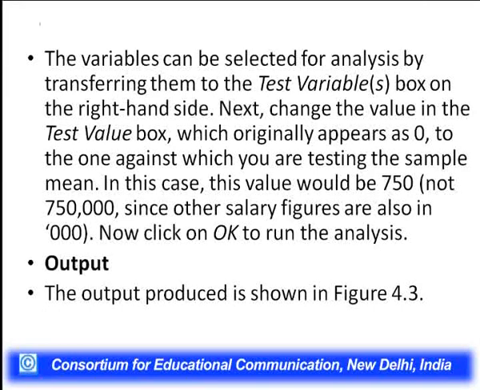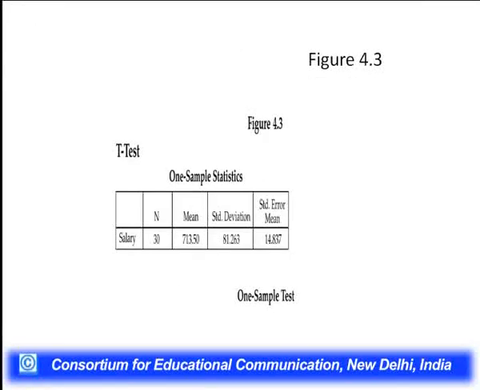Next, change the value in the test value box, which originally appears as 0, the one against which you are testing the sample mean. In this case, this value would be 750, not 7,50,000, since the other salary figures are also shown in zeros. So now click OK to run the analysis. The output produced is shown in 4.3.